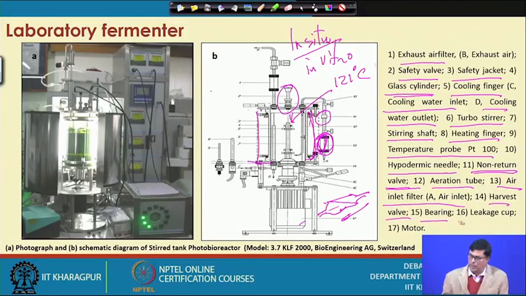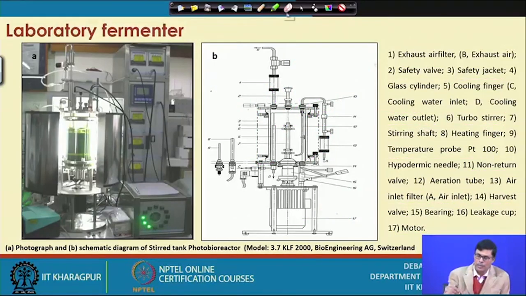Then aeration tube, air inlet filter, and harvesting valve, and bearing is required for any kind of moving shaft, as you know, we require bearing, leakage curve, and motor. But one thing I think is not mentioned here, that we use another thing, that is we call foam controller. We have a foam sensor that we insert here. As soon as foam formation is there, which is the normal characteristic of the fermentation process, the foam touches the sensor, it is connected with a tank of anti-foam oil, and it will take the anti-foam oil and put it in the reactor, so that the foam will subside. So, this is how it is operated.